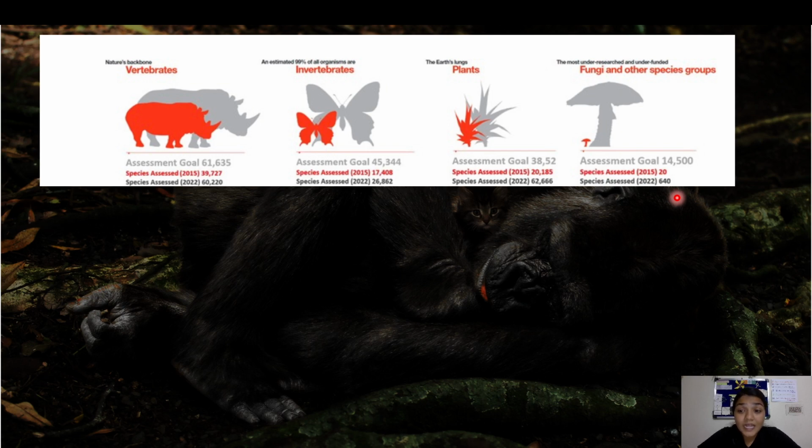So this means that a lot of work has yet to be done in these lines, and they are trying their level best to do maximum surveys and get the list of threatened species, but still a lot of work has to be done if you look at the assessment goal and the species that are already assessed.